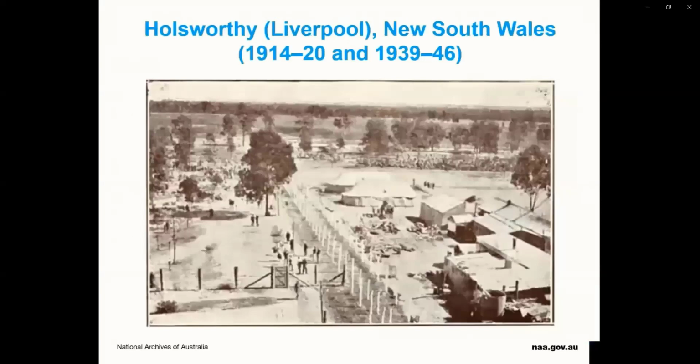The Holsworthy camp at Liverpool in Western Sydney was the largest and longest running internment camp. Over the period of its operation, covering both world wars, it housed up to 6,000 men, both internees and prisoners of war. The archives holds records for this internment camp for World War I, including a series of identification photographs of the internees.